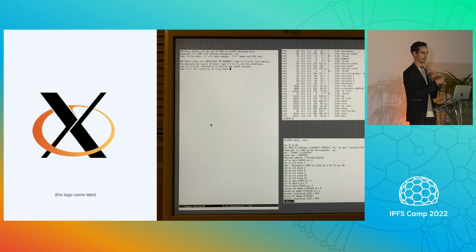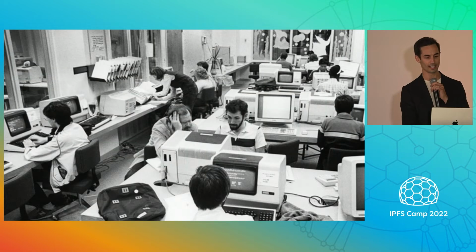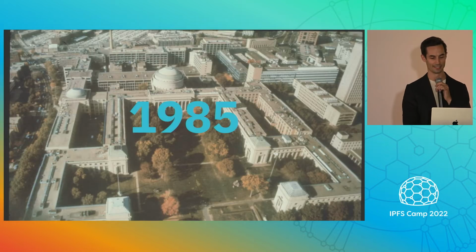For the record, the logo came later, but I think the logo is really nice. But this is what it looked like when it was running. And I think there's some really interesting bits here. And so let's take a trip back to when this is how computers worked. And it was 1985, and we were on the campus of MIT.